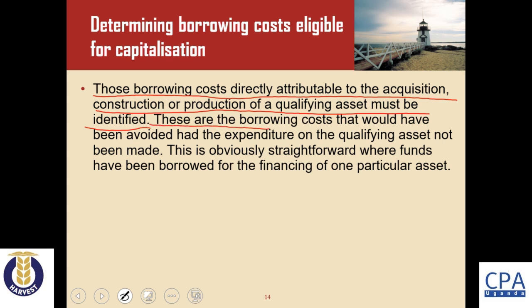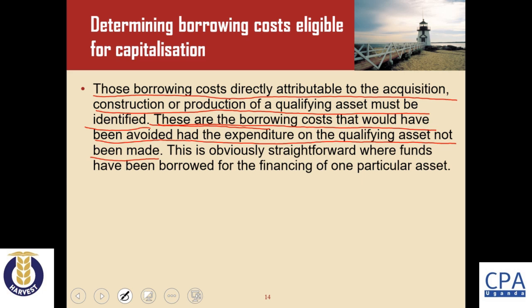So IAS 23 is saying that those are the borrowing costs that would have been avoided had the expenditure on the qualifying asset not been made. So the borrowing costs directly attributable to the acquisition, construction, or production of a qualifying asset, we believe, are those borrowing costs that we would ideally avoid had the decision to acquire, construct, or produce a qualifying asset not been taken. So those would be the borrowing costs that you would ideally avoid had the expenditure on the qualifying asset not been made.